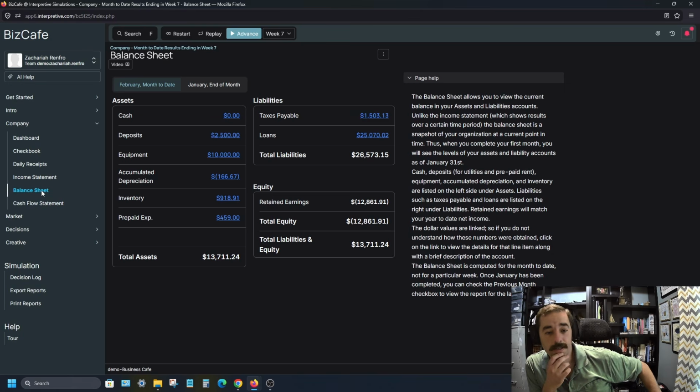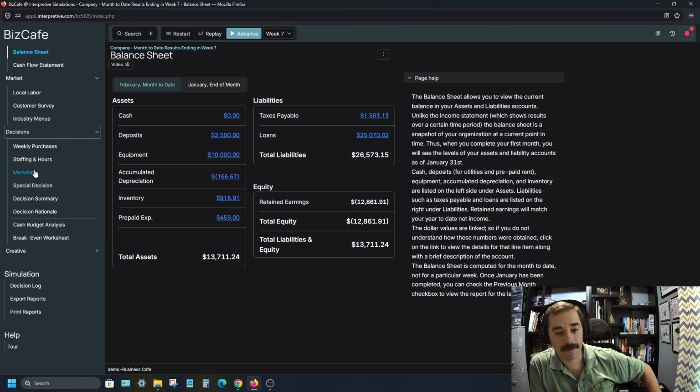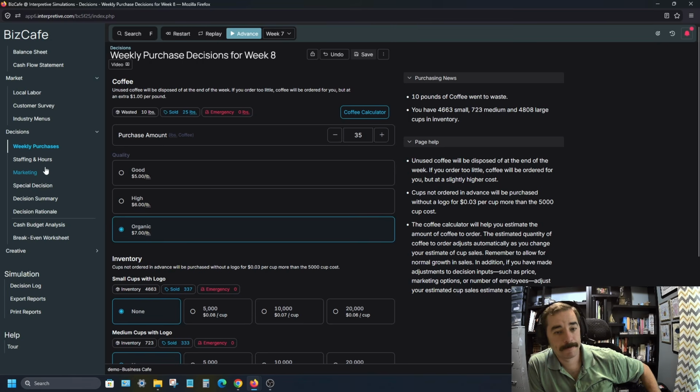See where our balance sits. We are out of money. So we are officially bankrupt. We got no cash. In fact, we're going to be owing money soon. So we wasted 10 pounds of coffee.